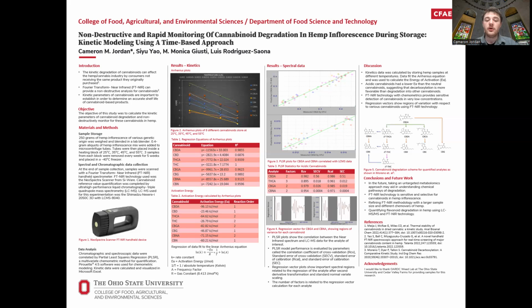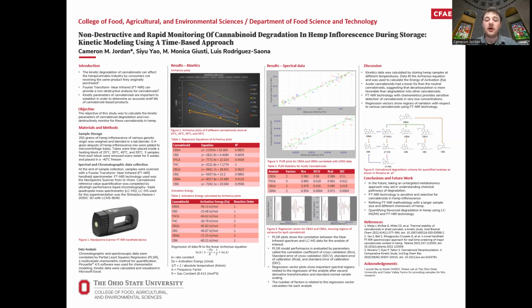The spectral data were correlated with the LCMS reference data by PLSR. The RCV value is related to the fit of the multivariate model, and the standard error of cross-validation is the error in making a prediction using this model. The regression vector shows the important regions of variations in the spectra for each cannabinoid. In this case, the regression vector shows variation in the CH2 stretching band, which is related to lipids.